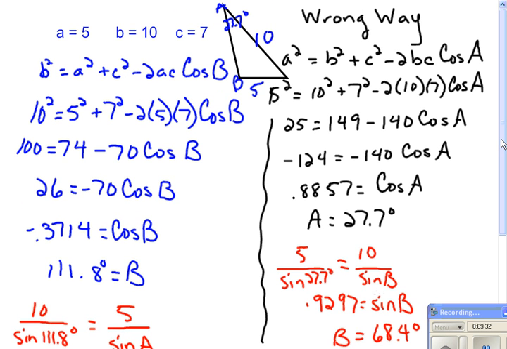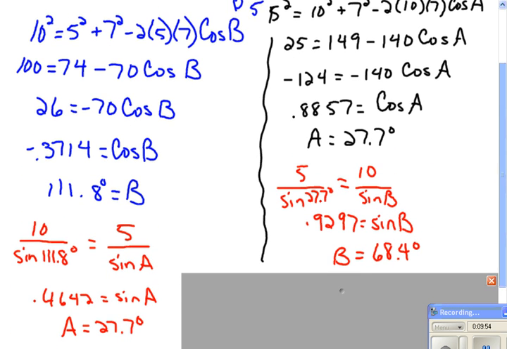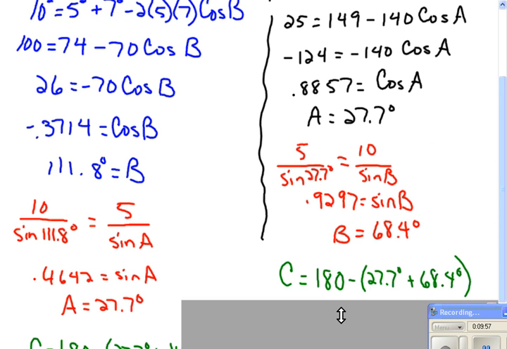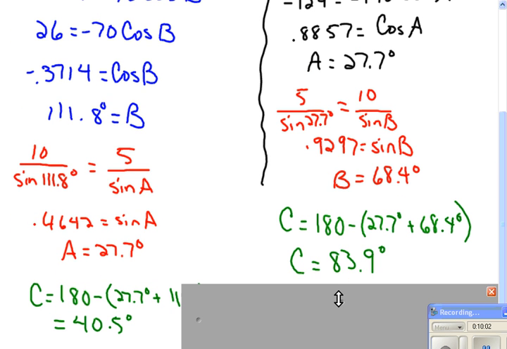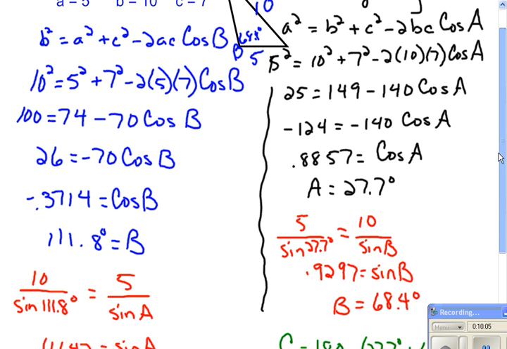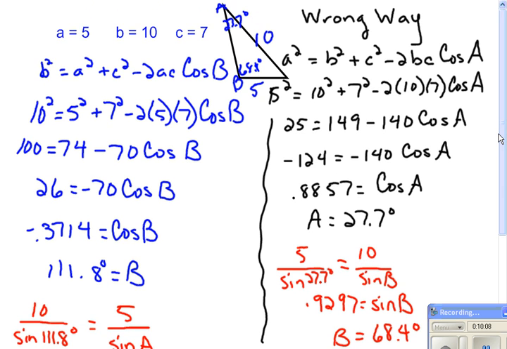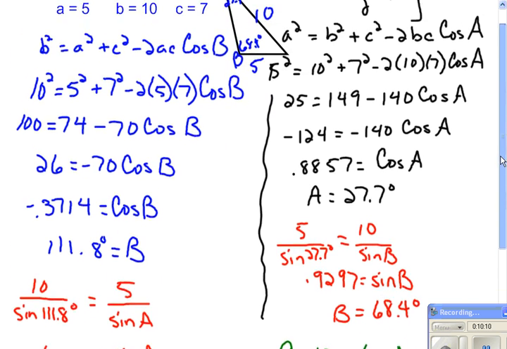So let's put 68.4 degrees in there, because that's still bigger than the 27.7. So it just might not be an obtuse triangle. All right. Once we do that, we're going to add the 27.7 with the 68.4 degrees and subtract those from 180. So we would get C equals 180 minus those two added together. C equals 83.9 degrees.